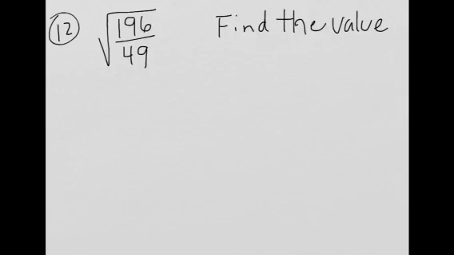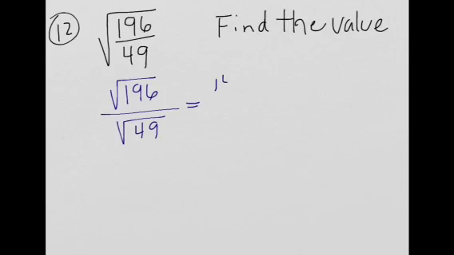So remember that when finding the square root of a fraction, we're going to rewrite the square root of 196 over the square root of 49. You're going to go to your calculator and find the square root of 196, and that's going to be 14. And then you're going to find the square root of 49, which is going to be 7. Now we still have to simplify that out, so it's going to be 2.